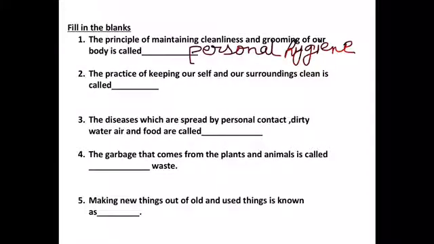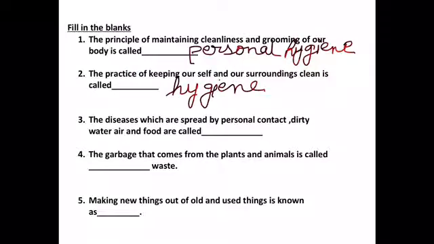The practice of keeping ourselves and our surroundings clean is called hygiene. So personal hygiene is keeping our body clean, and when we keep ourselves as well as our surroundings clean, that is hygiene. The diseases which are spread by personal contact, dirty water or food are called, what are these diseases? These are called communicable diseases.